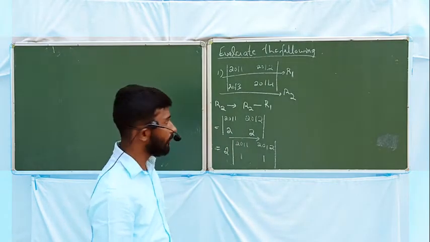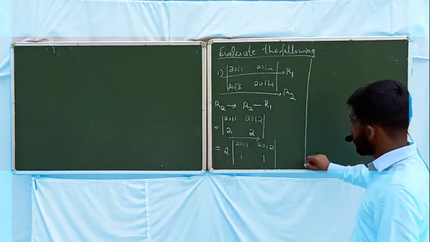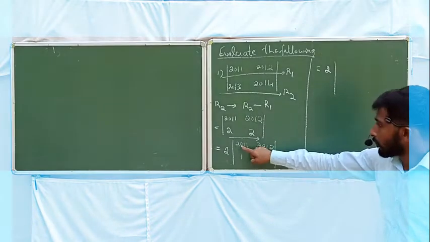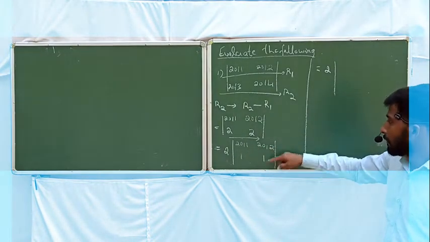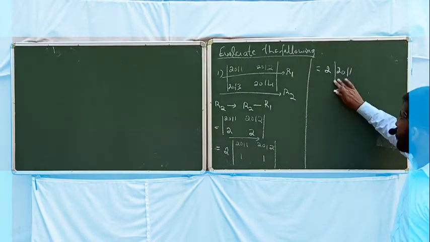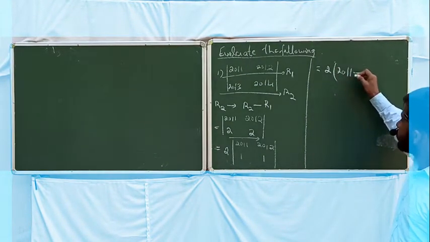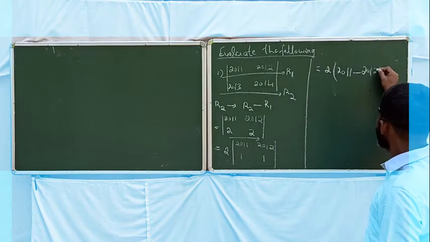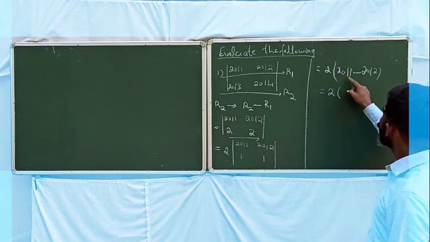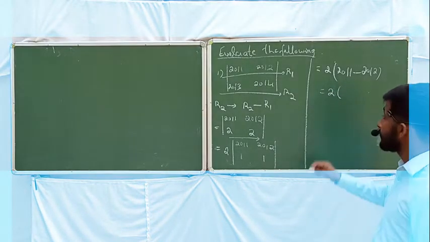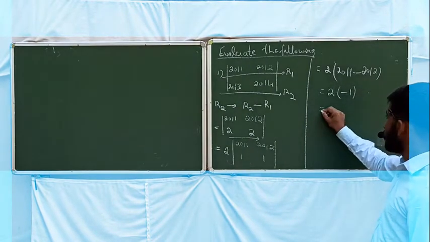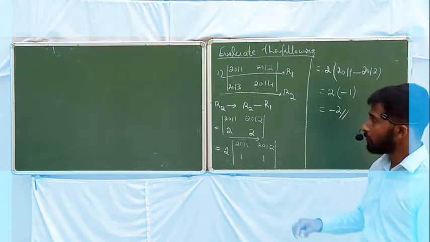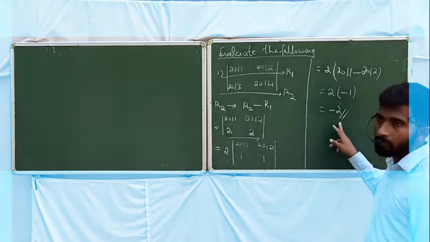Now it's easy to simplify the determinant. The next step, it's equal to 2 outside, product of diagonal entries 2011 into 1, 2011, minus, by the formula, 2012 into 1, which is 2012. It's equal to 2 into (2011 minus 2012), its value is minus 1. So 2 into minus 1 is equal to minus 2. Therefore, the value of this determinant is equal to minus 2.